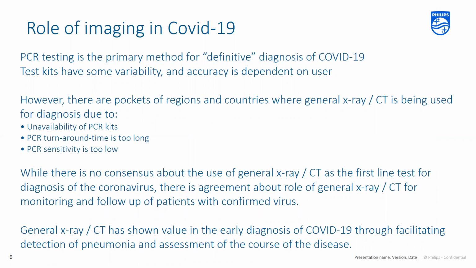Role of imaging in COVID-19. These are the pockets of regions and countries where general X-ray and CT is being used for diagnosis. Reasons include unavailability of PCR kits, PCR turnaround times that are too long, and sensitivity that is too low. General X-ray and CT has shown value in the early diagnosis of COVID-19 through facilitating detection of pneumonia and assessments of the course of the disease.